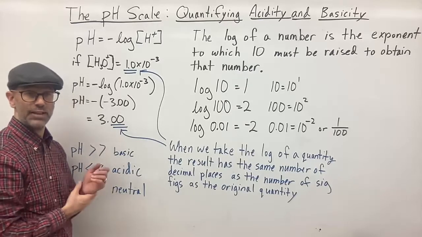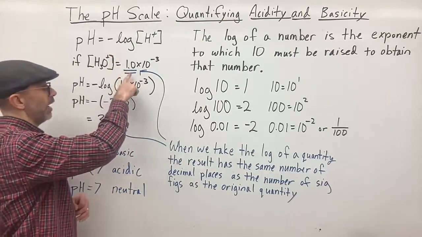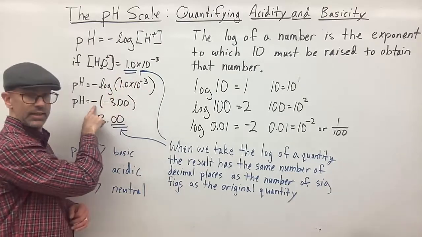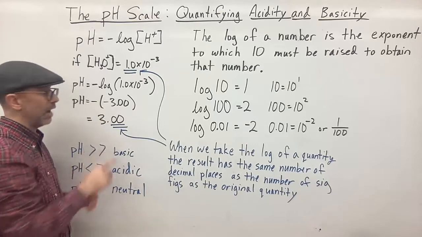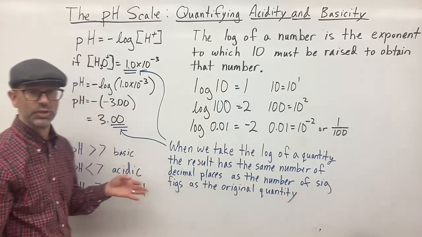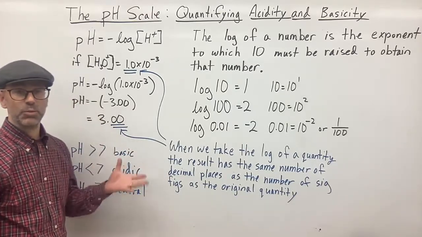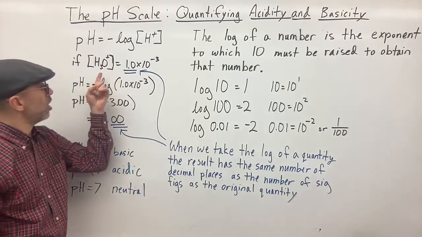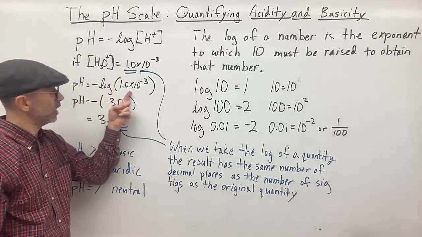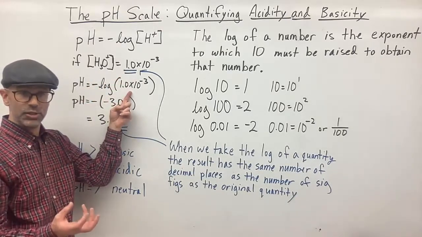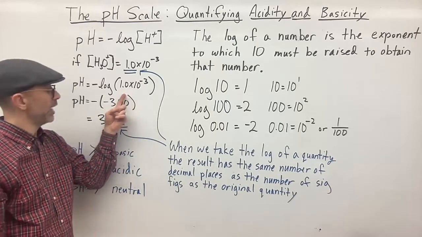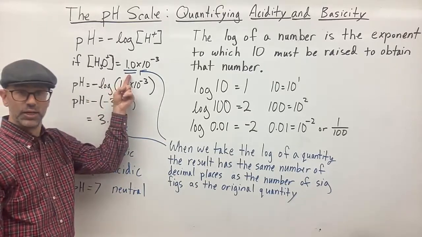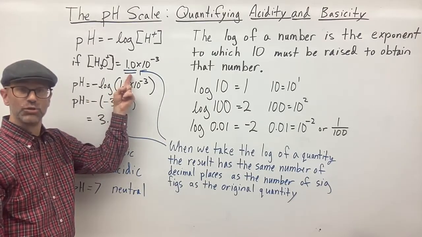And so that's how you find the pH, by plugging in the value of your H plus concentration, taking the log, and then taking the negative of that to get your pH. Now, there's one important thing I want to talk about with regard to significant figures and decimal places. The rule is, whenever you take the log of a number, your answer for the log should have the same number of decimal places as the number of significant figures in the quantity you started with that you took the log of.